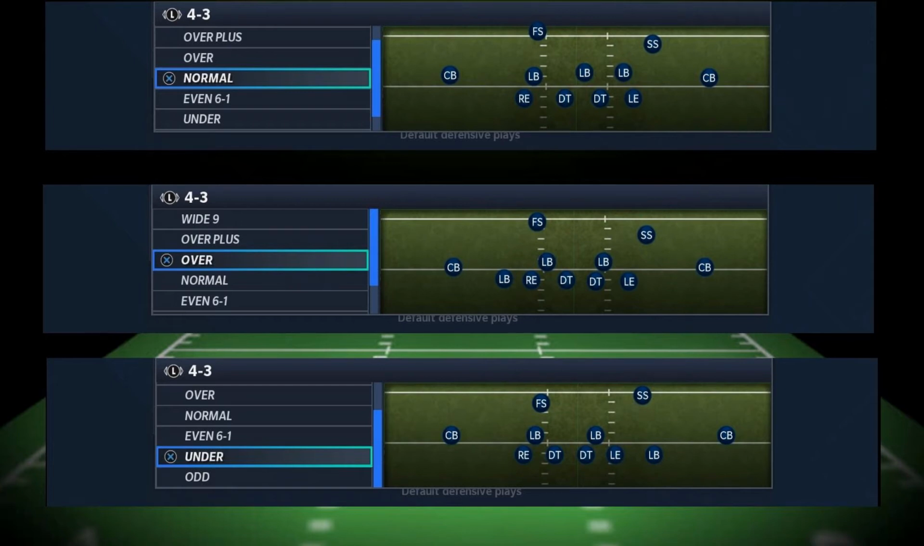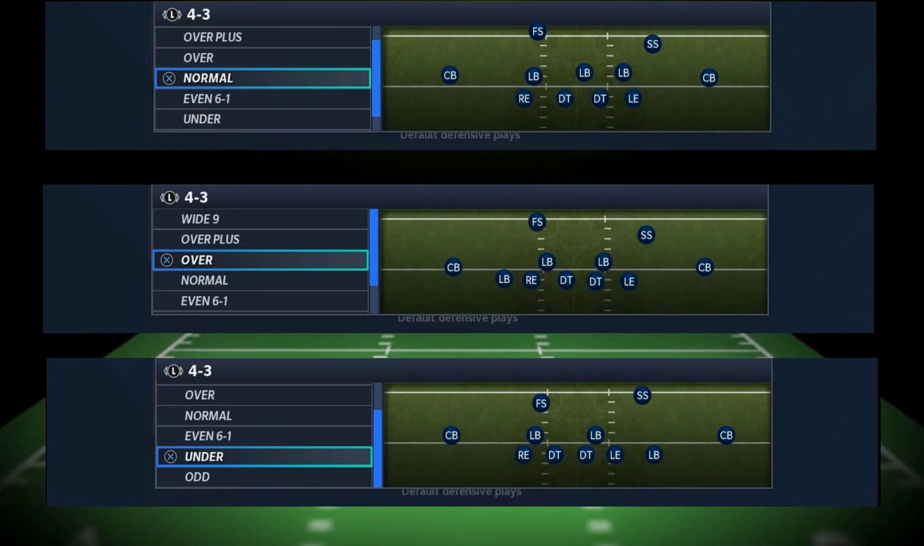Always run to the left. Anytime you see 4-3 under, 3-4 under, run to the left. I know we're not talking about 3-4 under. We're talking about 4-3 under, but it's almost the same. You want to run to the left hand side. All right. So when you run to the left hand side, you're dealing with a linebacker. You're dealing with a right end.